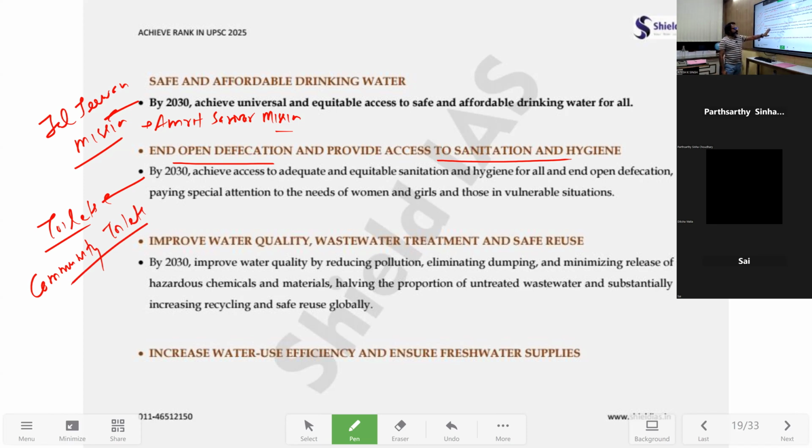Now, next is improve water quality, wastewater treatment, and safe reuse. That means improve water quality by reducing pollution and eliminating dumping. What we are saying is our rivers have become open drains. So what we require is a proper, effective waste management system so that solid waste is not dumped into the water bodies. Also, the effluents coming from hazardous industry should not be dumped directly. So we require action against waste dumping of both types, solid and liquid, and finally water treatment plants.